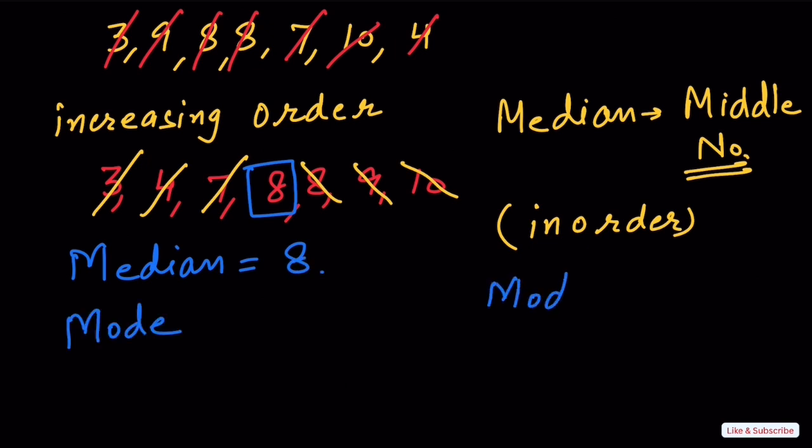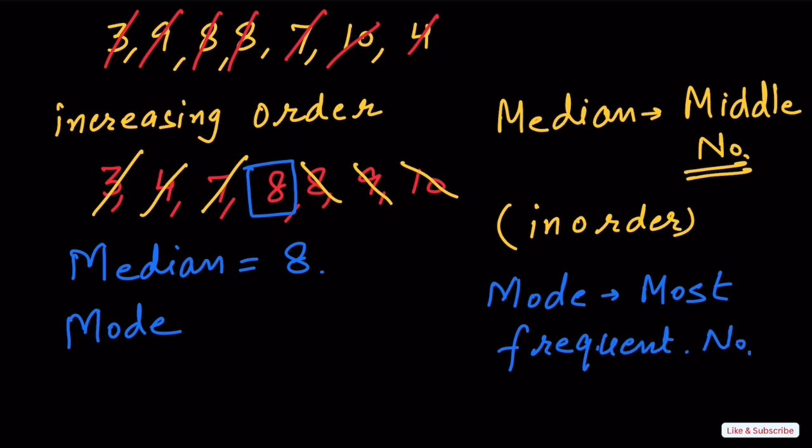Now mode is defined as the most frequently occurring number, which appears the most in the data, right? So it's the most frequent number. So look at the number which is most frequent. All the other numbers occur only once, whereas only 8 occurs twice. So in this case, the mode is 8.